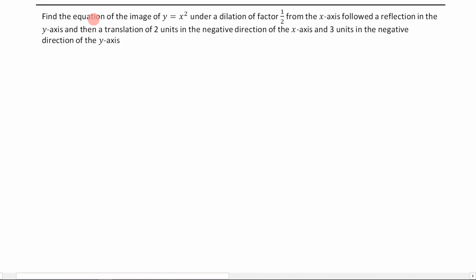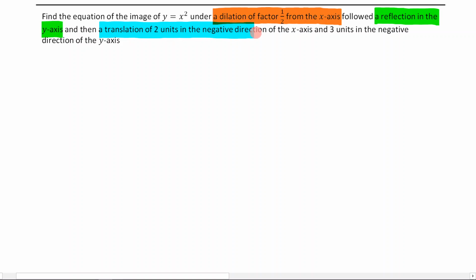It says, find the equation of the image of y equals x squared under a dilation of a factor of a half from the x-axis, followed by a reflection in the y-axis, and then a translation of 2 units in the negative direction of the x-axis and 3 units in the negative direction of the y-axis. Perfect. So as I said before, we can do this the quick way and we can do this the long way. The quick way we'll just call by inspection.